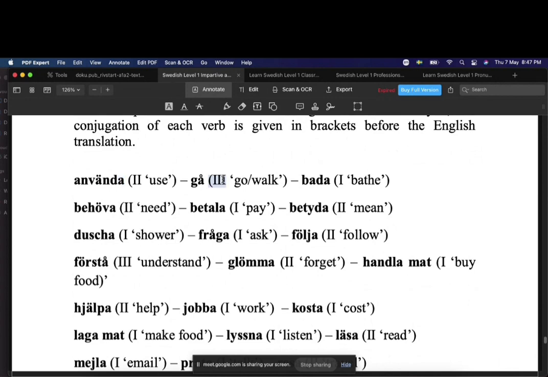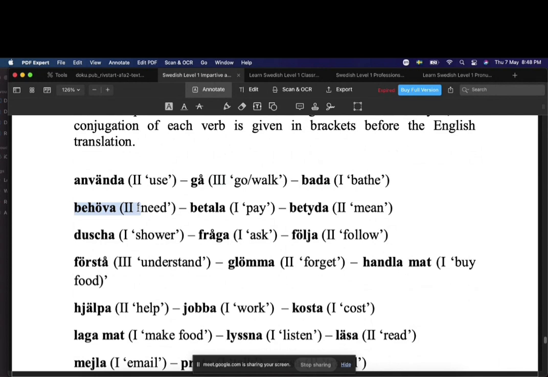And here we have group three. I will just add one R. "Går". "Jag går hem": I'm going home. "Bada" is group one. And what do we do in group one? Just place one R. "Badar". And this is group two, "behöva". What will I do here? I will drop A and then place ER. "Behöver".